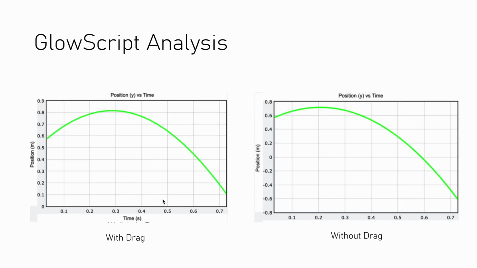And as you can see, in our GlowScript analysis, here's our graph with the drag, and this is the graph without drag. You can see that the graph without drag is wider than the one with drag. And these values were given from GlowScript.